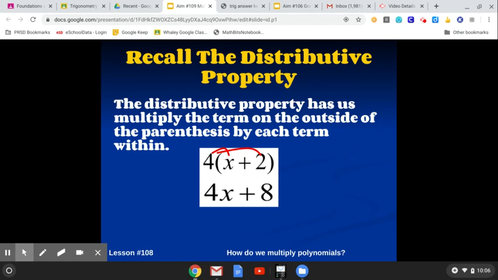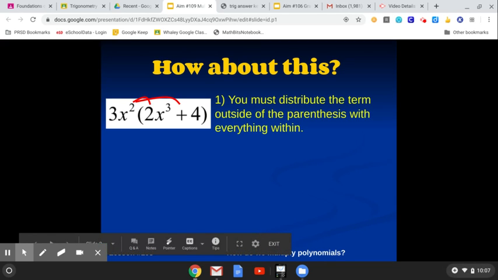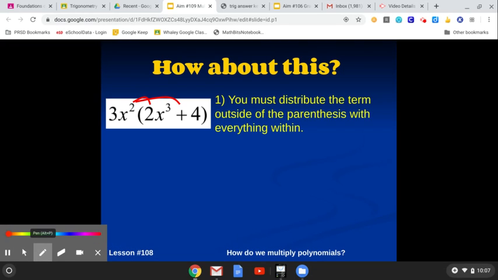Now, let's practice this idea with a couple more challenging ones, some that have more variables with bigger exponents. Again, what we're going to do won't change. We're still going to want to distribute here. Take that 3x squared, multiply it by 2x to the third. Take that 3x squared, multiply it by 4. Now, if you wanted to, you could actually show the work for that. It's 3x squared times 2x to the third. That's the one thing.